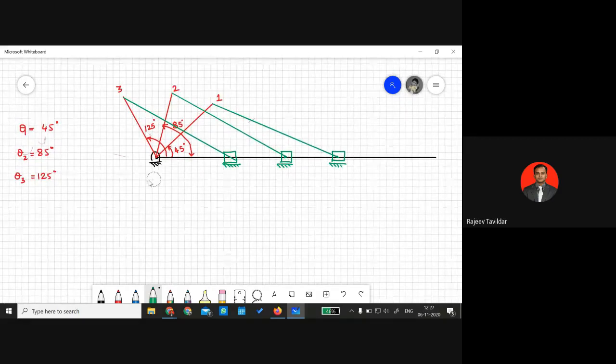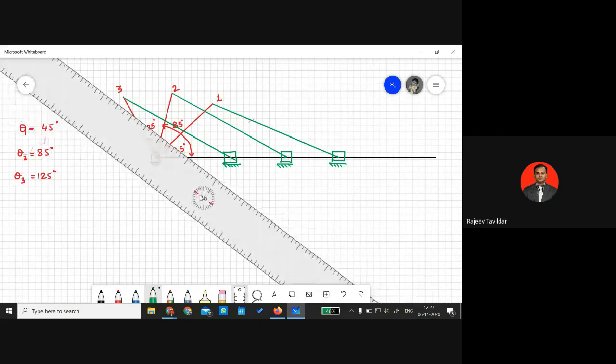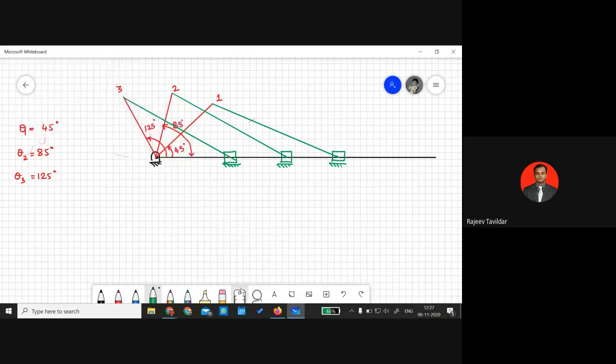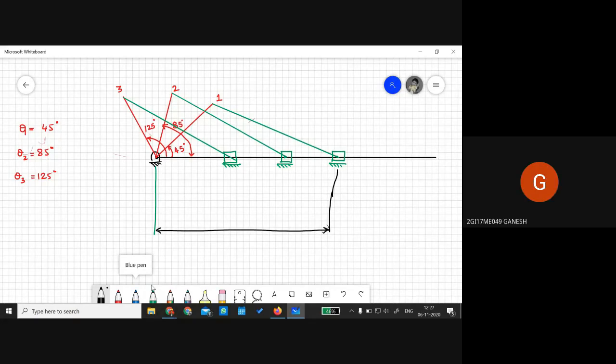So the distance between this pivot and the slider of this position or here. What should be this distance now? 6 centimeter. This is 6 centimeters.